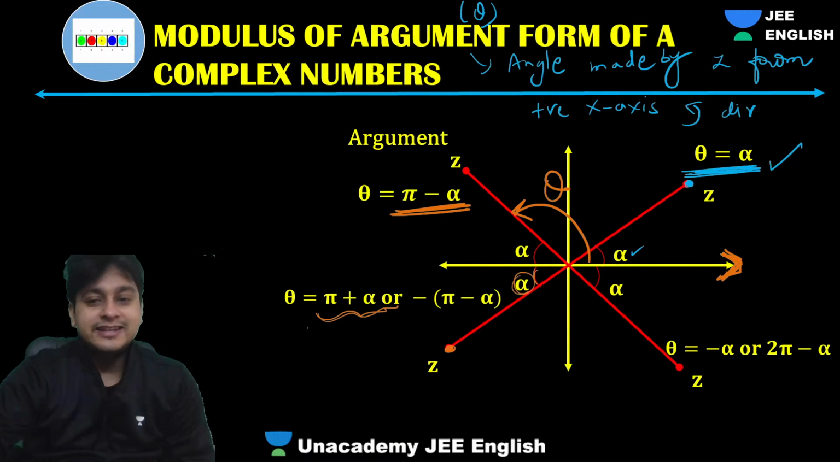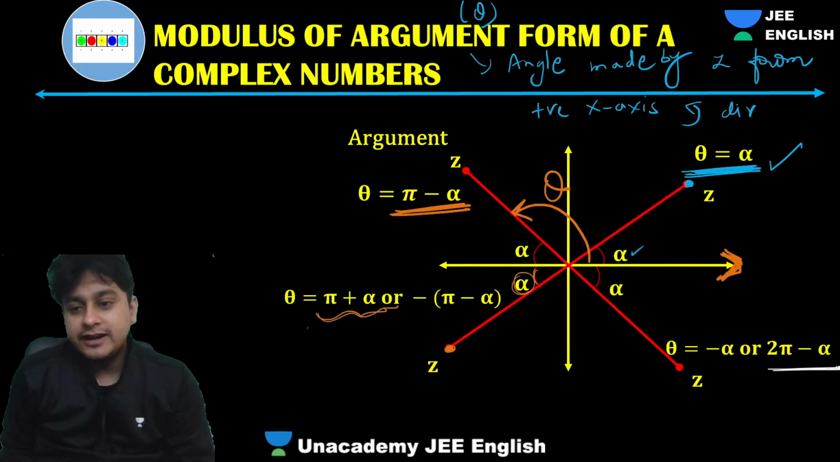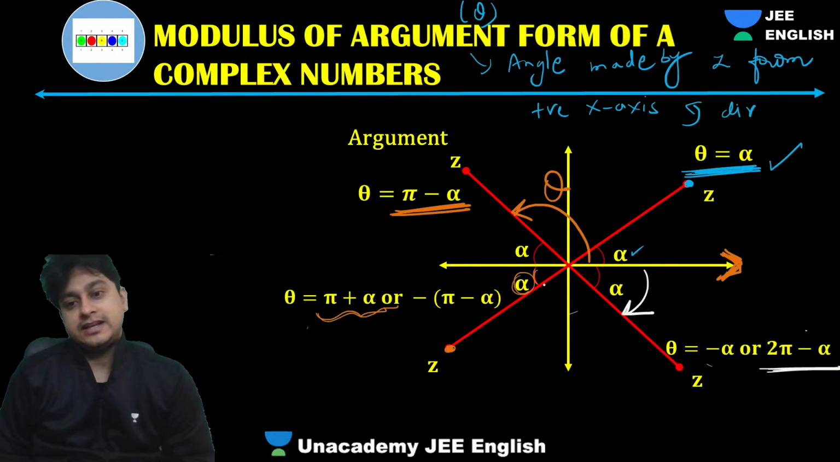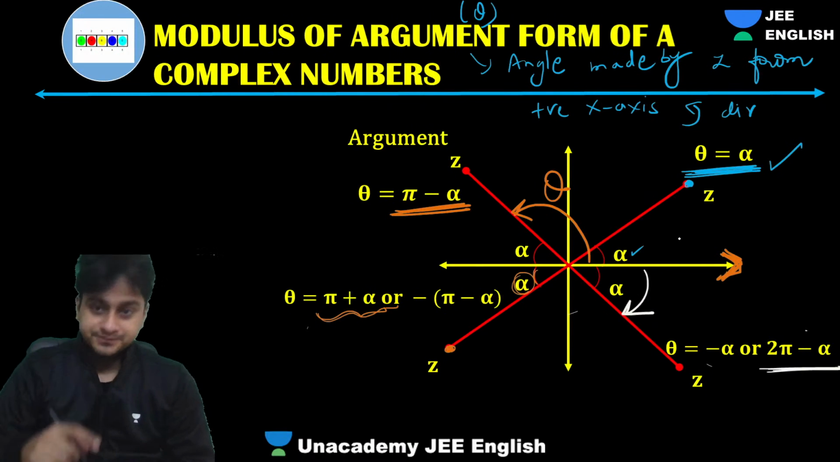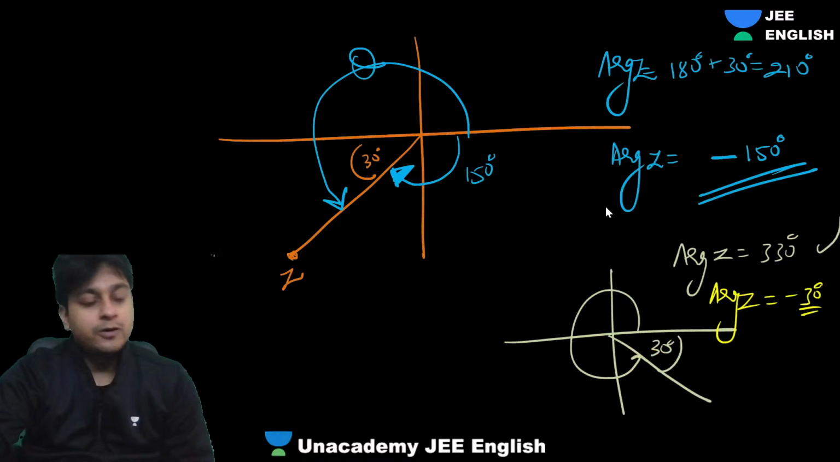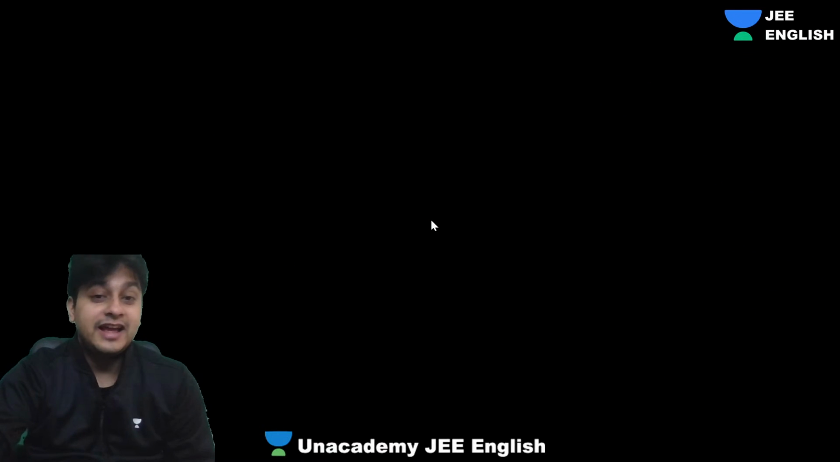Okay, so guys, there are two methods again. So one is either you can write 2 pi minus alpha, 360 degrees minus alpha, minus 30, that is 330, or you can also say minus 30 because you're going in the clockwise direction. Clockwise means negative angle, anti-clockwise means positive angle. Okay, so I hope everyone understood the argument and modulus.